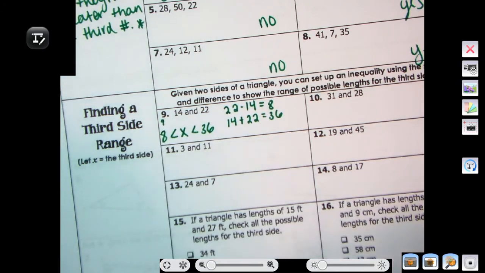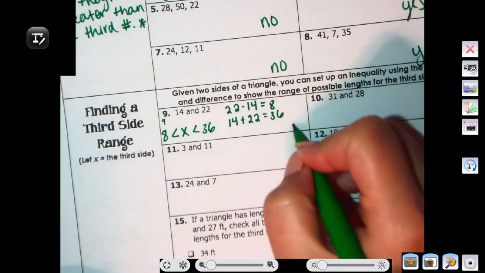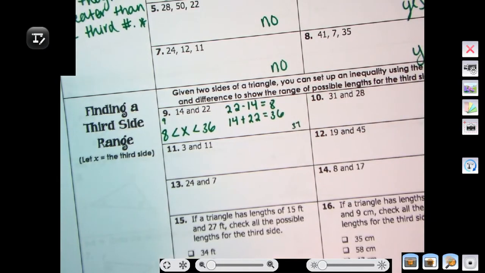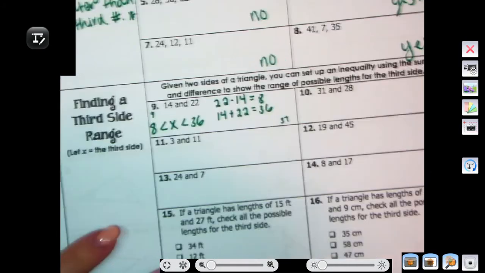So for example, let's test out 37. 37 is bigger than this, so it doesn't fall in the range. So if I had the number 37, then I'd have 14, 22, and 37. If I add 14 and 22, I get 36, which is not bigger than 37. Okay, so it needs to be something that's less than those two numbers. So that gives me the range right there. So that's what I'm going to do for every problem to find the range.